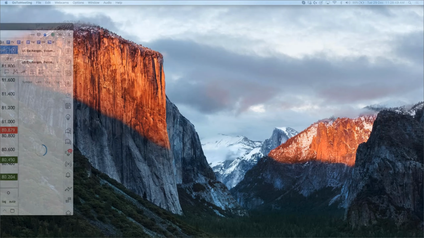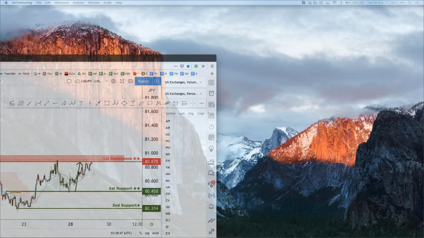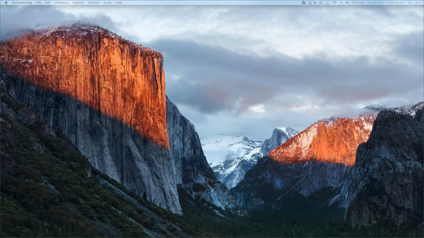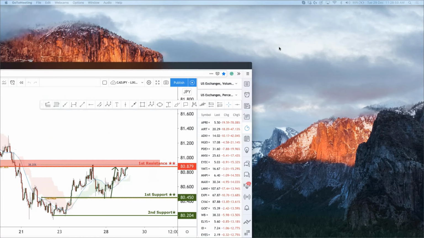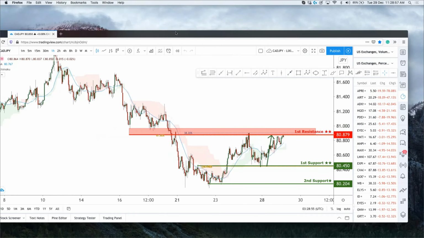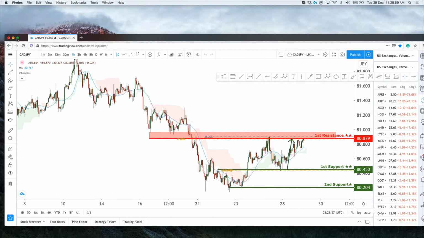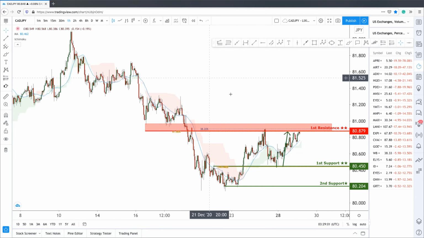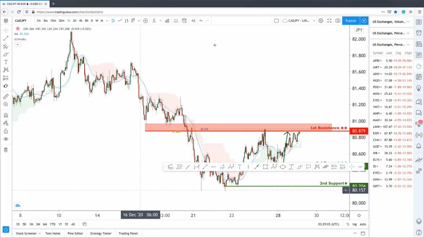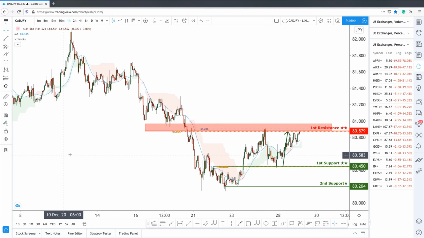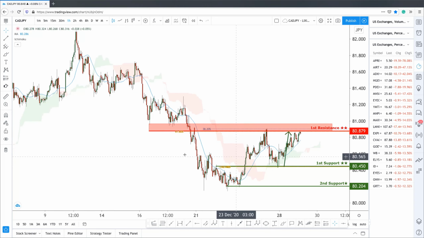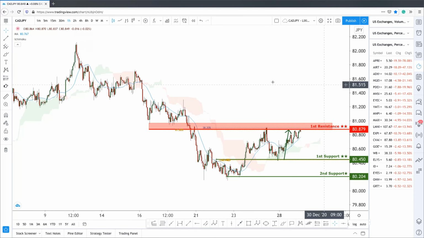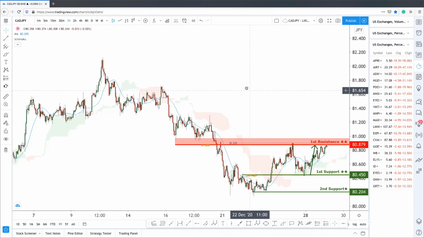Before I continue, sorry, let me just remove this. Yesterday we made calls on CAD Yen, I think on Go as well. I hope you guys took this. It's very nice. It bounced off very nicely.